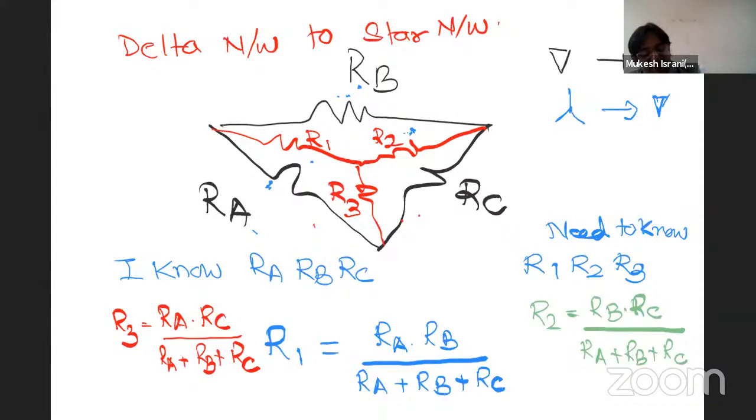So anytime I need to convert a delta network to a star network, what to do? Take the adjoining two resistances of the delta network, multiply them, and divide by the sum of all. Is that okay? Have you noted down? Can I move to the reverse, that is, when I need to convert star to delta?